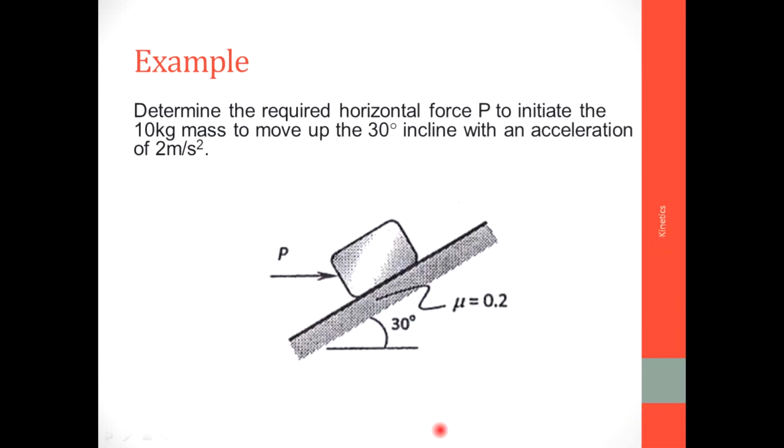Okay, let's try this example. Determine the required horizontal force P to initiate the 10 kilogram mass to move up the 30-degree incline with an acceleration of 2 meters per second squared. So the given is mu, the friction coefficient, 0.2, and m equal to 10 kilograms.